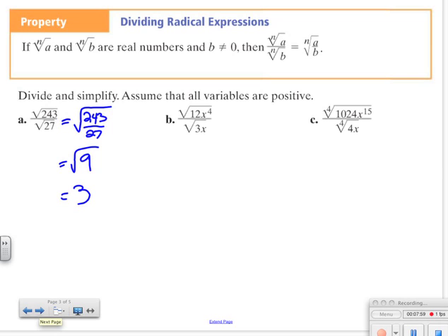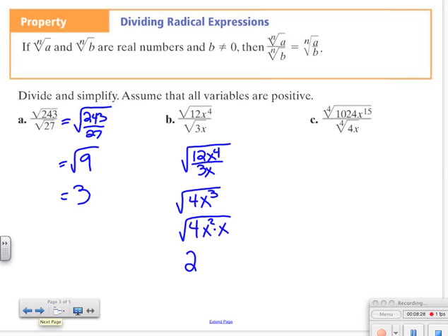We're going to do the same thing with letter B. Take the root of 12x to the 4th all over 3x. We're going to simplify that, so we get the square root of 4. x to the 4th divided by x leaves us x to the 3rd. Using the multiplying radical symbol, you can rewrite that as 4x squared times x. And so now when you rewrite this, take the root of 4, you get 2. The root of x squared is x. You get the square root of x left over. So 2x times the square root of x.